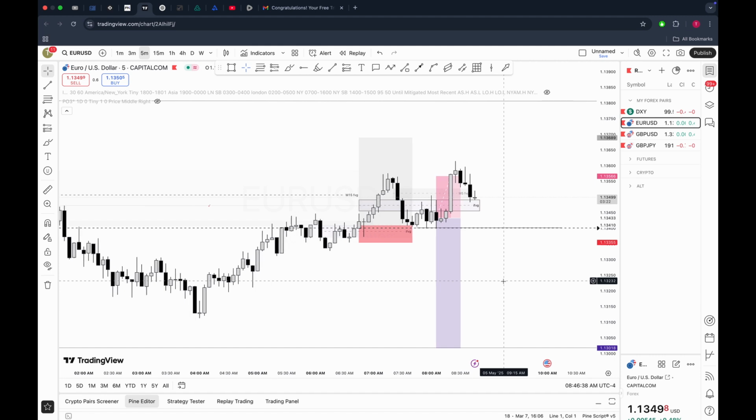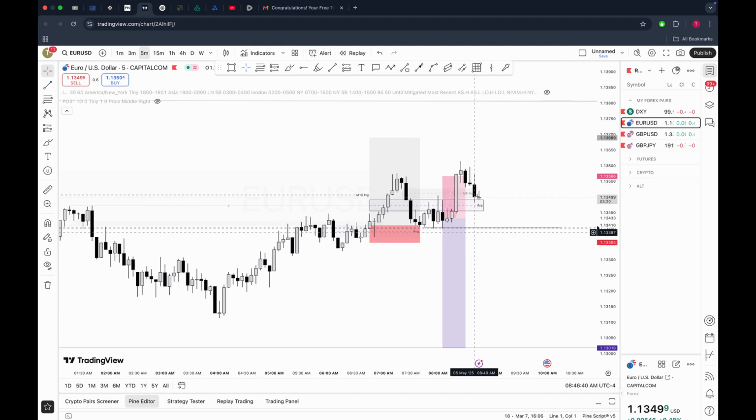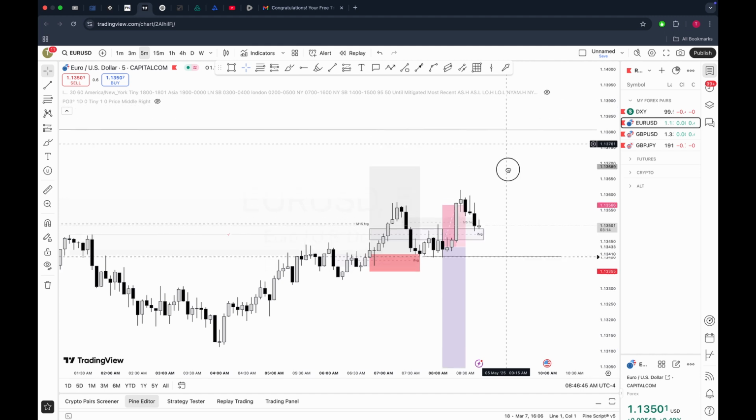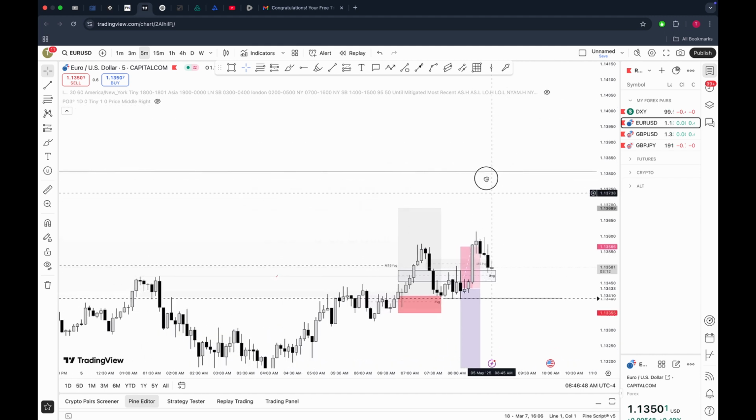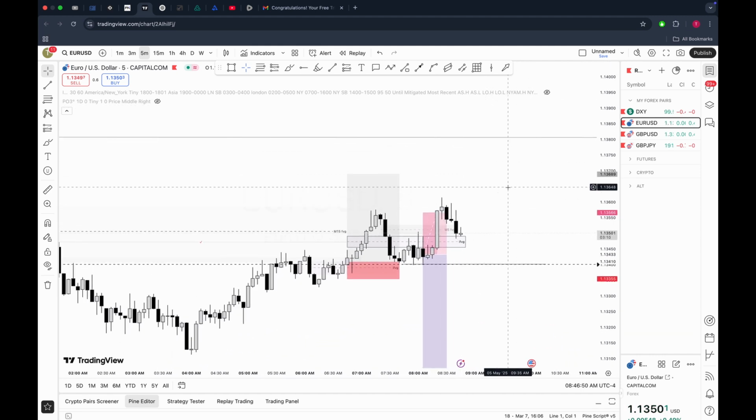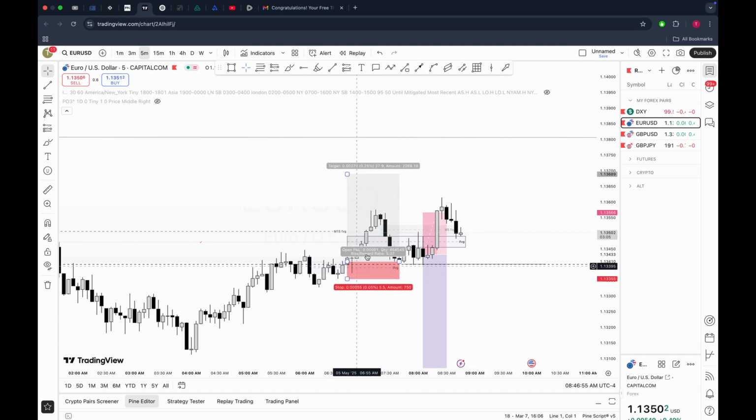Let's see. It means price has more liquidity to sweep. You can see there is one buy side liquidity around this area that maybe it wants to sweep, but the mistake was that I should have waited for price to shift first before I entered, but it's fine.